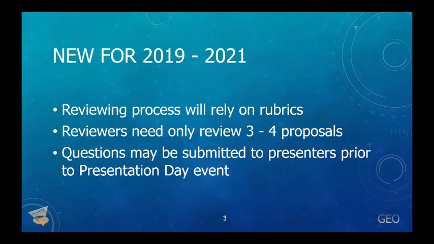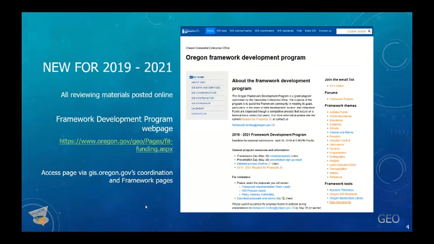Also new this year is that questions may be submitted to presenters prior to our presentation day event on May 30th. Also new for this biennium is that all the reviewing materials have been posted online. These can be found on the Oregon Framework Development Program webpage, which you can navigate to using the URL listed here. And this is also available at gis.oregon.gov. You can navigate to the framework program pages and find the Framework Development Program announcement on the main framework page.